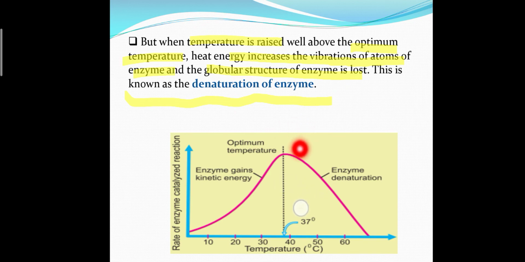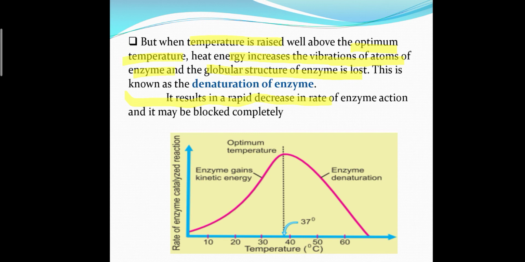But after this, when the temperature is raised more than 37, heat increases the vibration of atoms of the enzyme and the globular structure of the enzyme is destroyed, which is known as enzyme denaturation. It results in a decrease in the rate of enzyme action and it may be blocked completely.